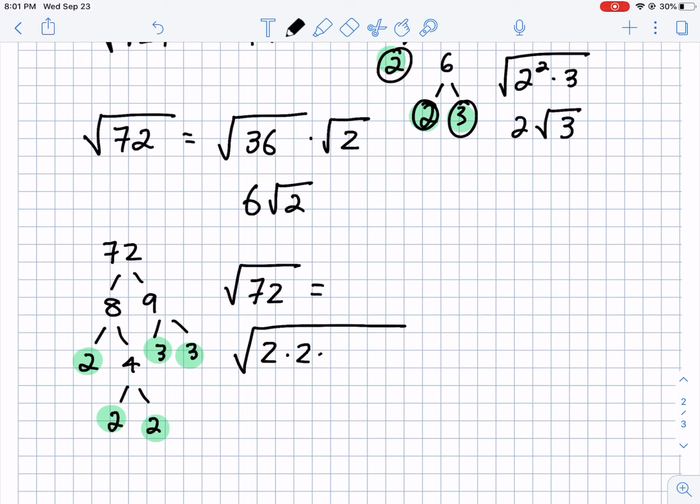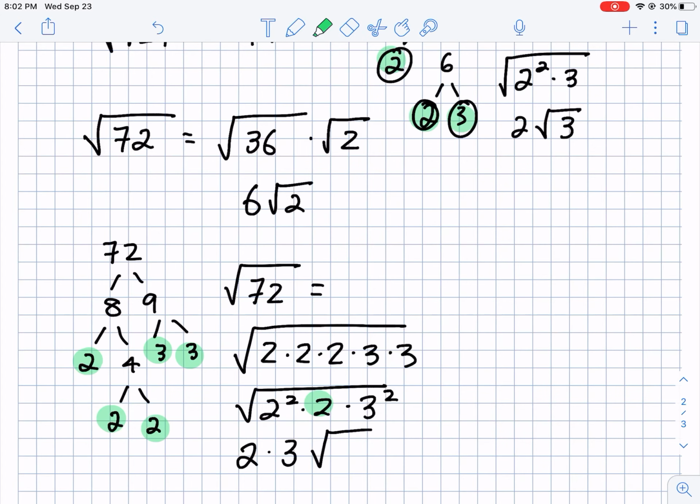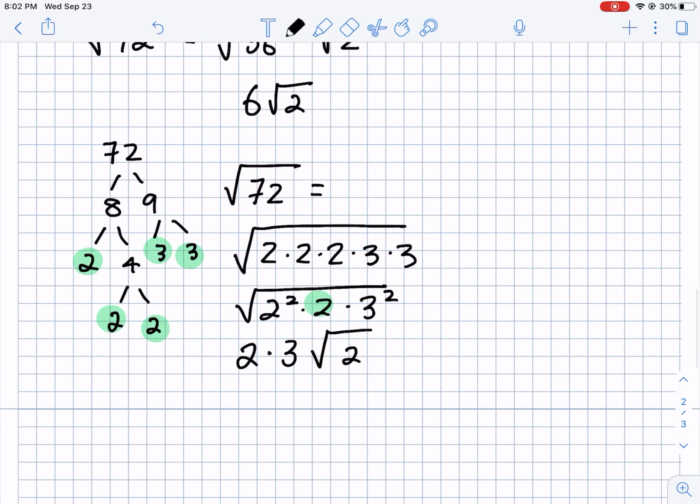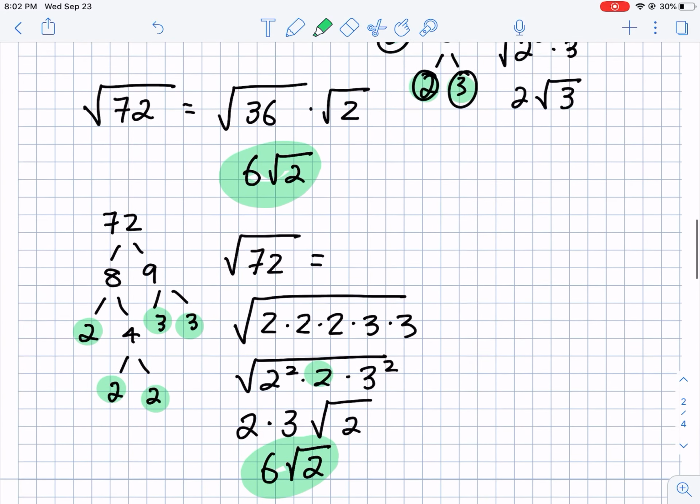2 times 2 times 2 times 3 times 3. And that is 2 squared times 2 times 3 squared. And when we take the square root of 2 squared, we get 2. And when we take the square root of 3 squared, we get 3. And we're left, poor little 2 is just left by itself, 2. And perhaps we notice that 2 times 3 is 6, and we get 6 root 2. Ta-da! It's the same. Go us.